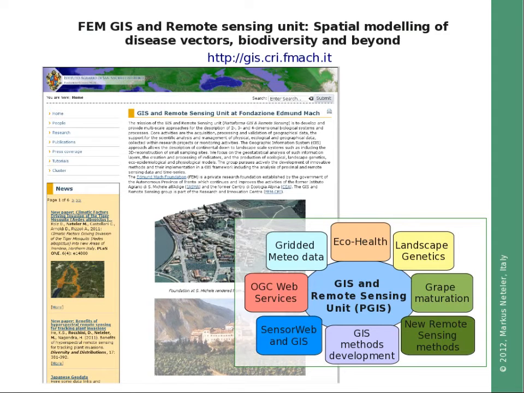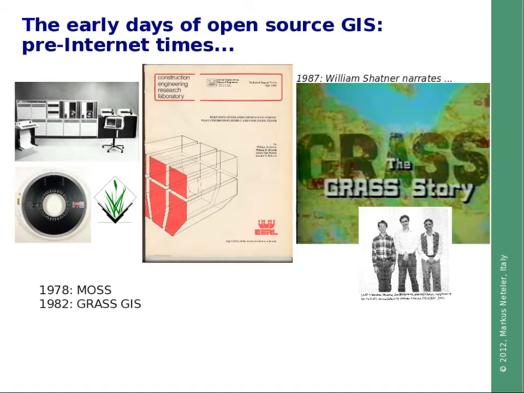Now I want to look back into the early days of open source GIS. It is important to know that this predates the internet times. In those days the computers were very big. Data exchange and software exchange happened on magnetic tapes. In the early 80s the first open source GIS systems appeared. One was the MOS system and the second one GRASS GIS, which is under continuous development.